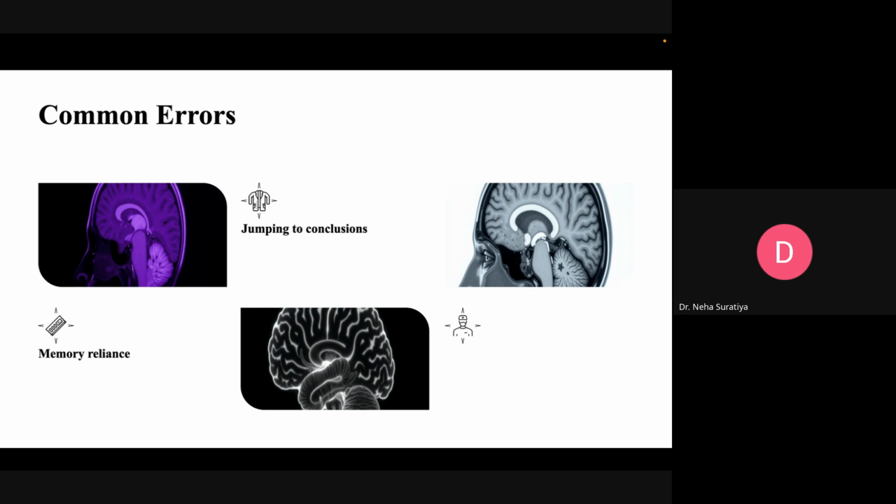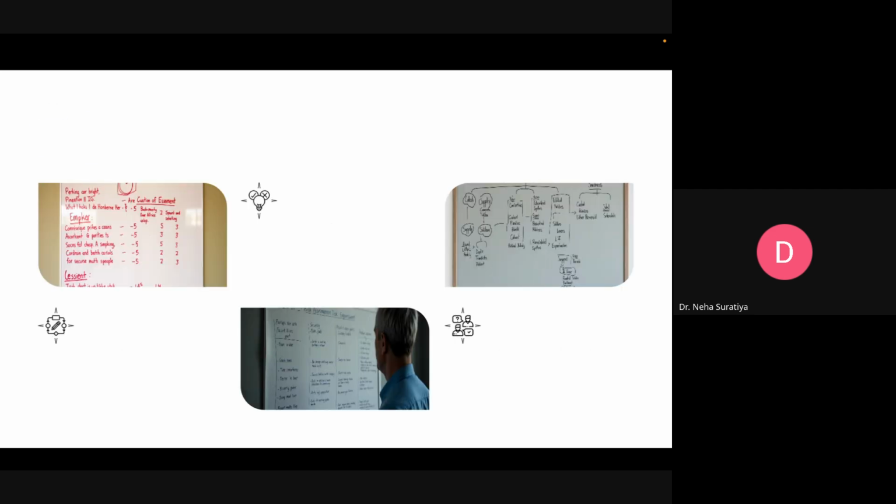So some of the clinicians and healthcare professionals are always used to relying on memory. Okay, that is also very wrong. And ignoring patient's preference, that is also wrong. Okay, so these are some of the very common types of errors that can happen.